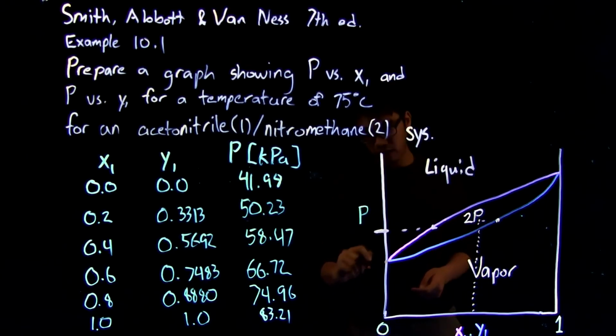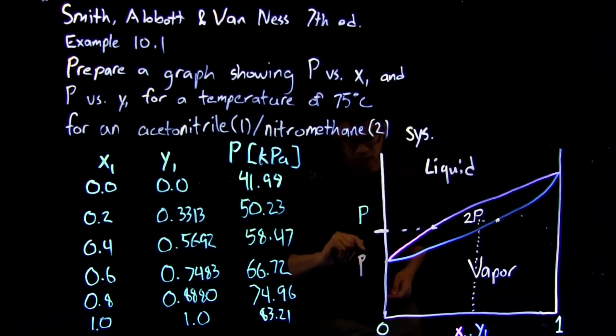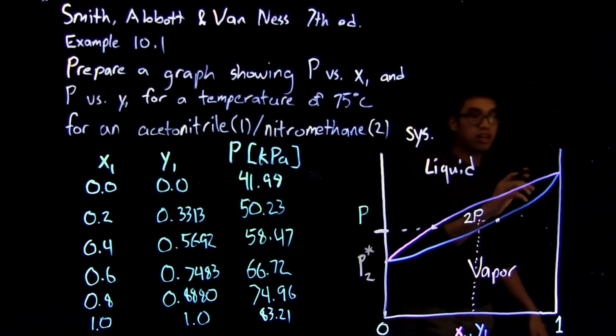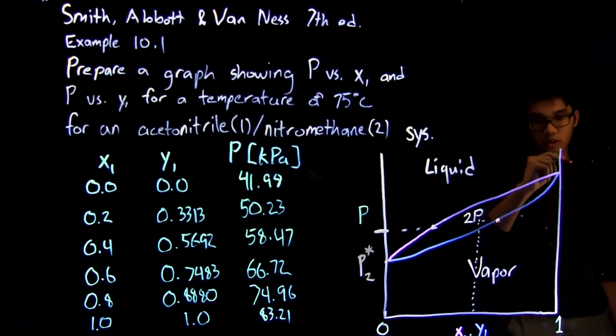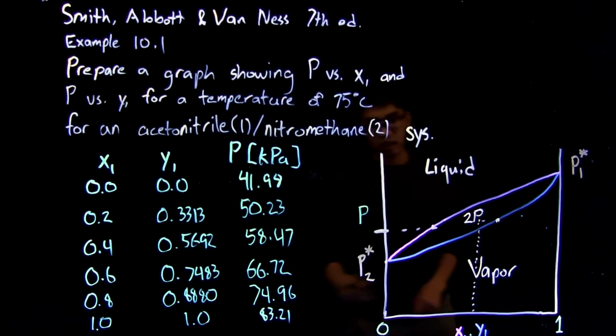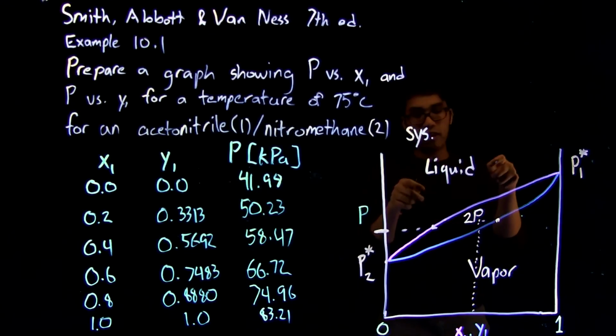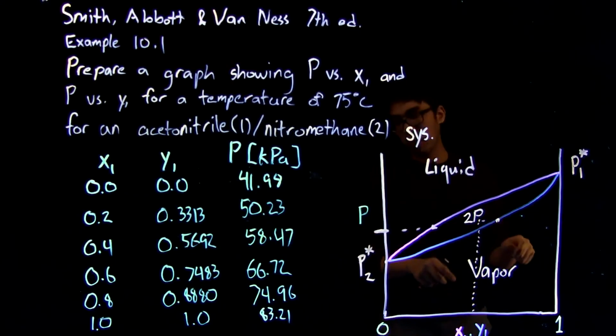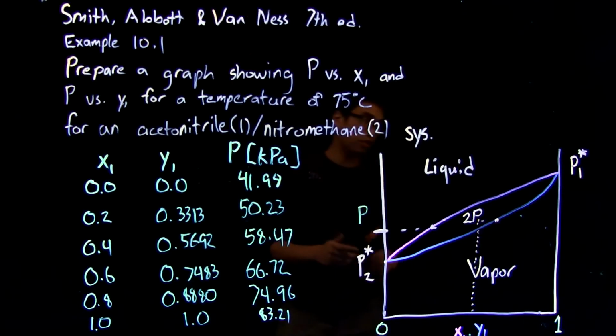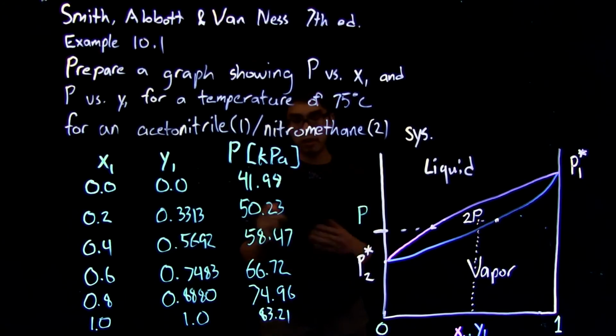A few things to note here is that this point here is just the vapor pressure of your pure component. So this is P2, and up here is your vapor pressure of your pure first component, so P1. And so if you draw a temperature diagram, this is almost exactly the same. The only difference is that your vapor phase is on top and your liquid phase is on the bottom. So that concludes how to draw binary phase diagrams.